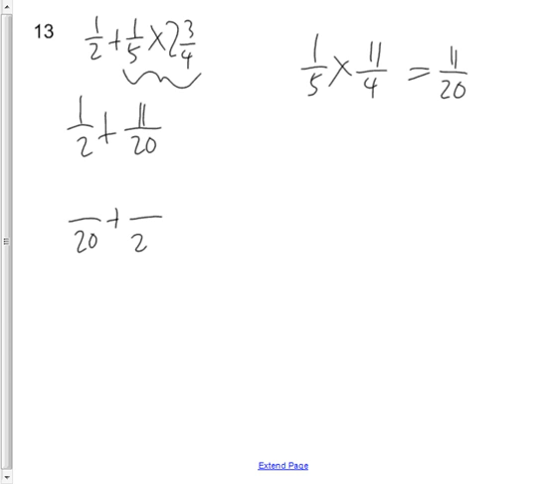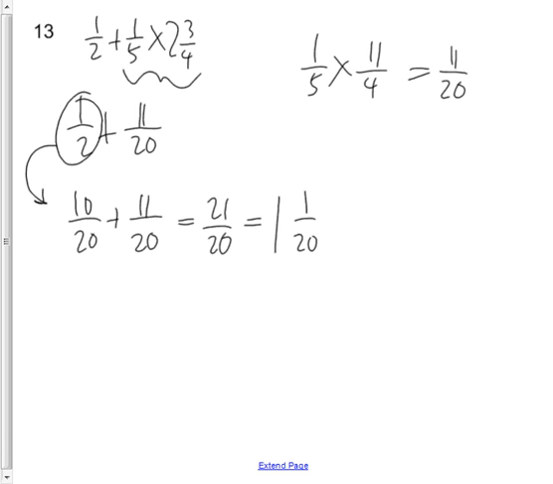My common denominator will be 20. The equivalent fraction to 1/2 that has a denominator of 20 is 10/20. When you add those together, you get 21/20, which as a mixed fraction is 1 and 1/20.